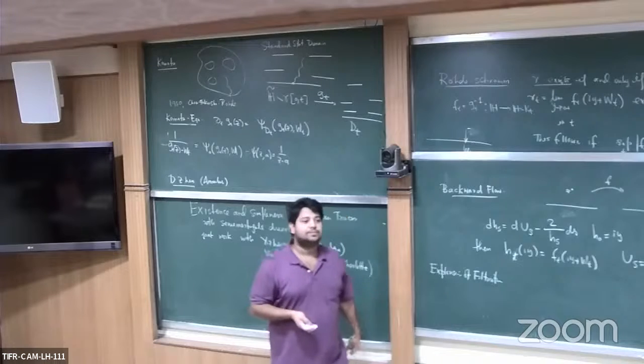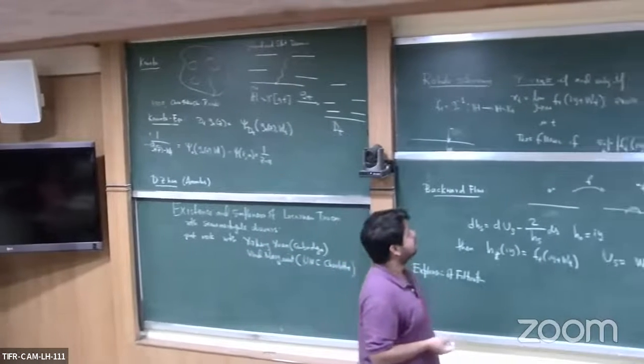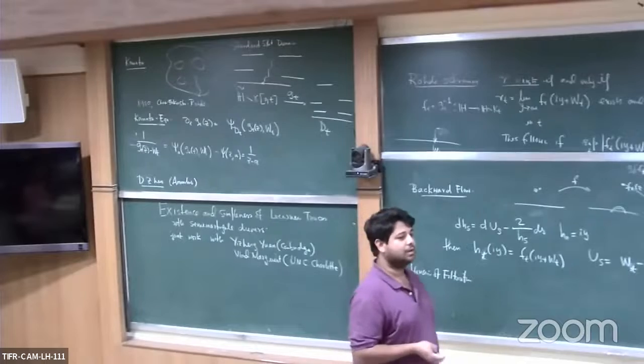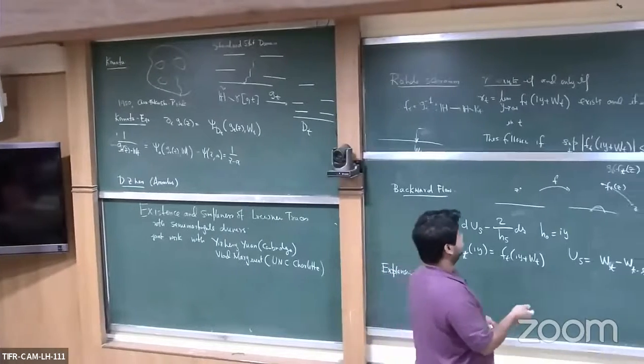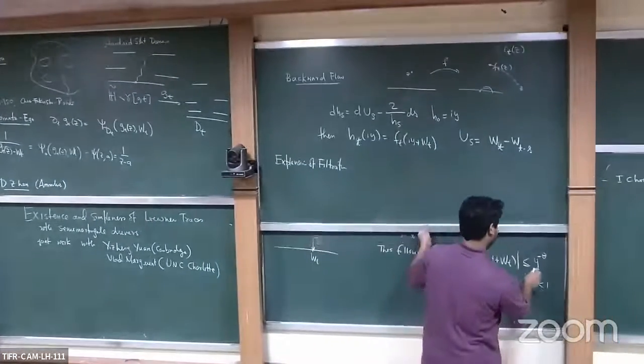I really missed it, but when you're considering W_t to be random, the supremum bound, do you need it almost surely? Almost surely. Yes. Okay. Yes, almost surely.